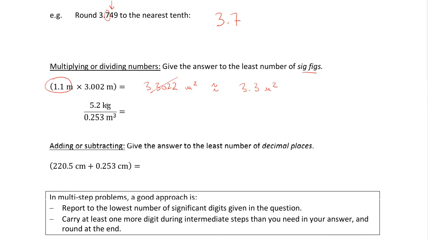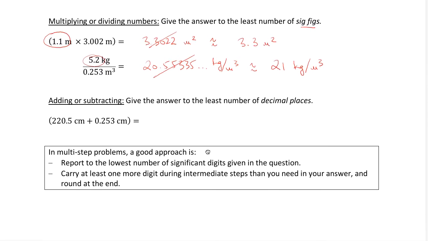Similarly, if I were to divide 5.2 kilograms by 0.253 meters cubed, although my calculator gives me something that looks like 20.55335, etc. kilograms per meter cubed, what I'm going to write instead is that rounded to two significant figures, so actually just 21 kilograms per meters cubed. Again, multiplying or dividing, give your answer to the least number of sig figs in the question.